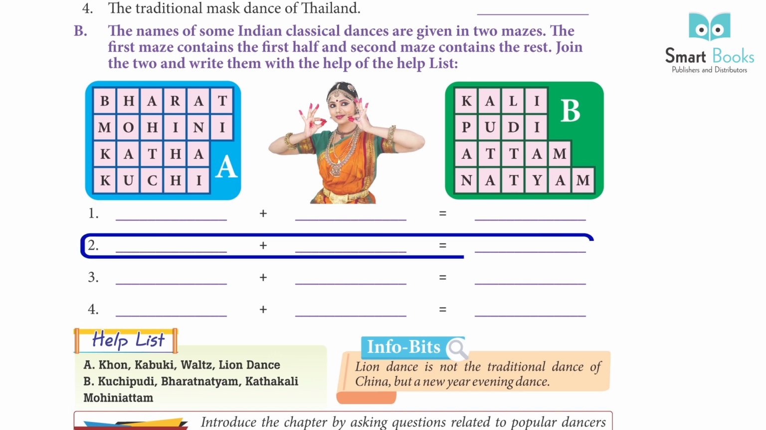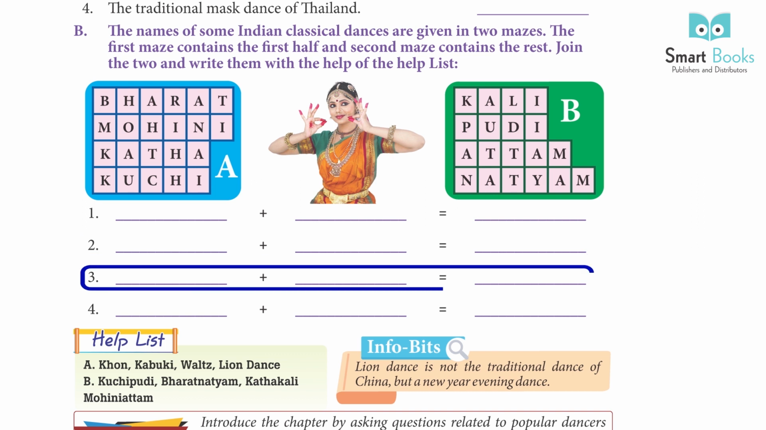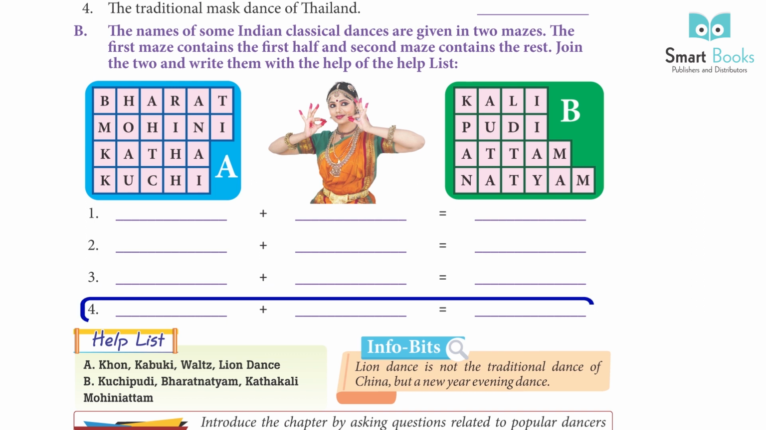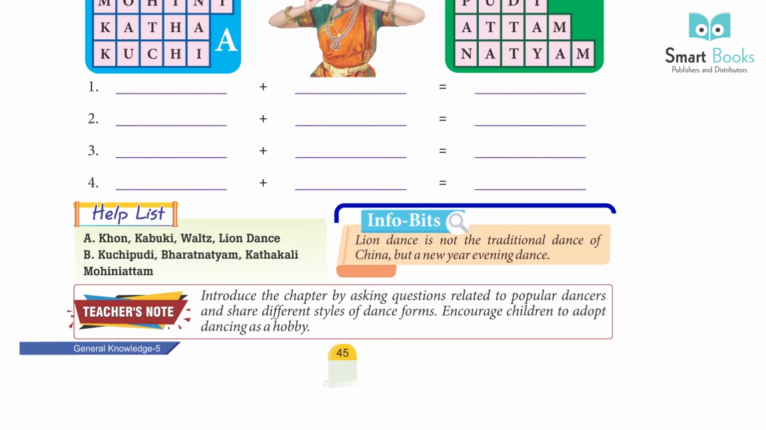2. Mohini plus Attam is equal to Mohiniattam. 3. Kathak plus Kali is equal to Kathakali. 4. Kuchi plus Puri is equal to Kuchipuri. And for bets, the lion dance is not the traditional dance of China, but a New Year evening dance.